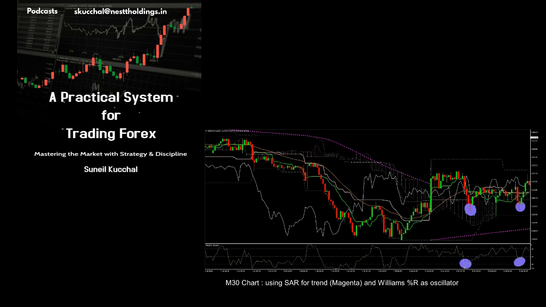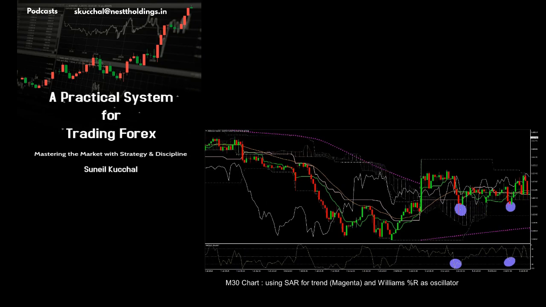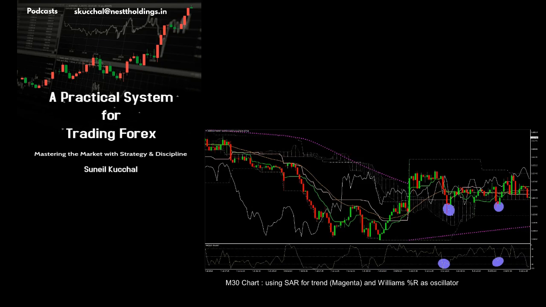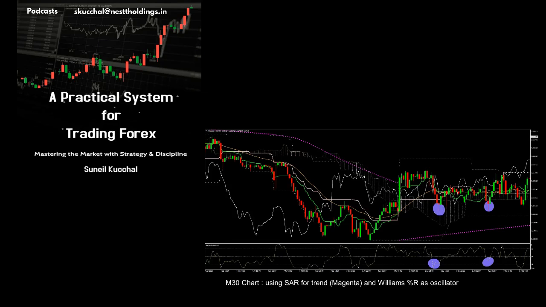Exactly. That's the perfect way to think about it. SAR sets the stage. It tells you which direction the main performance is going. Williams PSAR then helps you time your entrance, ideally catching the moment a temporary pullback finishes and the main trend is likely to resume. So you're using the oscillator to fine-tune your entry within the bigger picture provided by SAR.